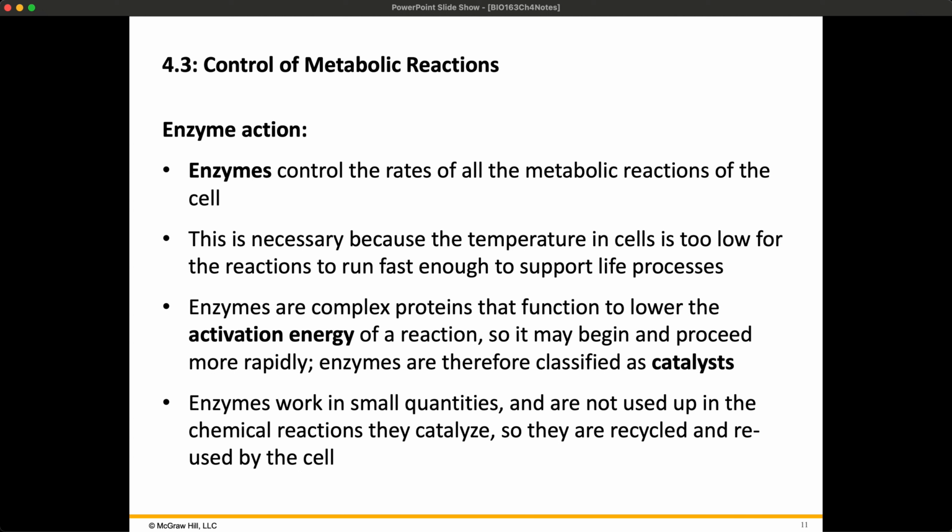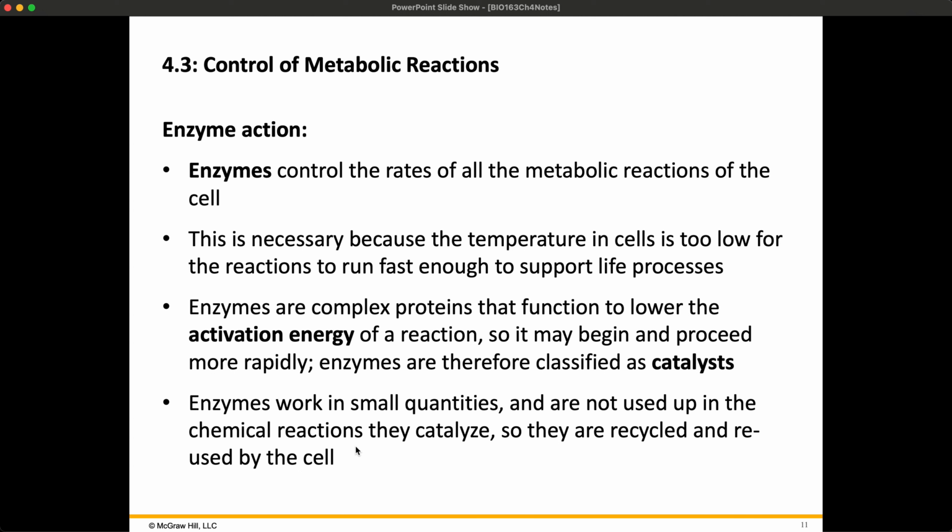You can just twist it a little and it'll pop right off. You lowered the activation energy to be able to open that jar. And so enzymes do that. They lower the activation energy so that these reactions can proceed really fast, and that's why we have them classified as catalysts. They work in small quantities, and they're not used up in chemical reactions, so they are recycled.